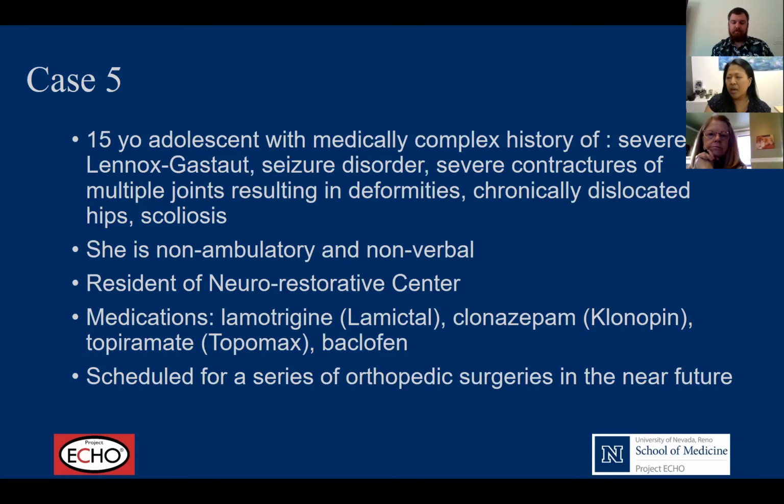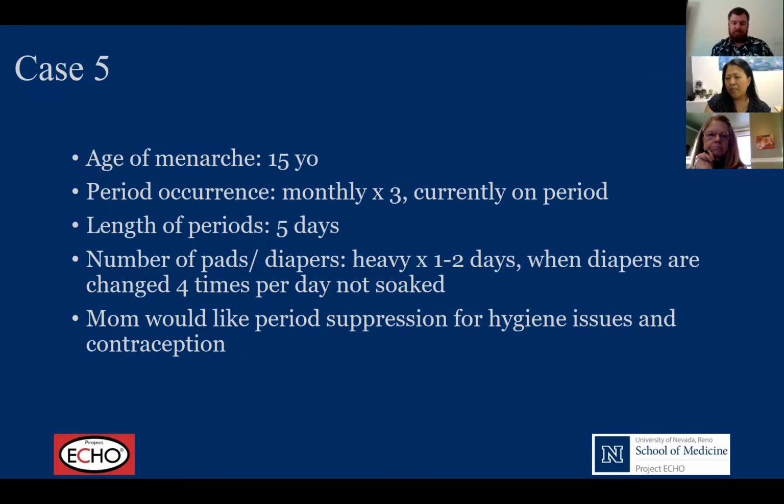All right, last case. 15-year-old girl, medically complex, non-ambulatory, non-verbal, severe seizure disorder, lots of contractures of the joints, lots of medications. Menstrual history, menarche was within the same year as the referral. She's only had 3 periods, which were actually regular at this point. Bleeding is not extensive in regards to days or amount, and the mom would like period suppression for hygiene issues and contraception. This is incredibly common, all right?